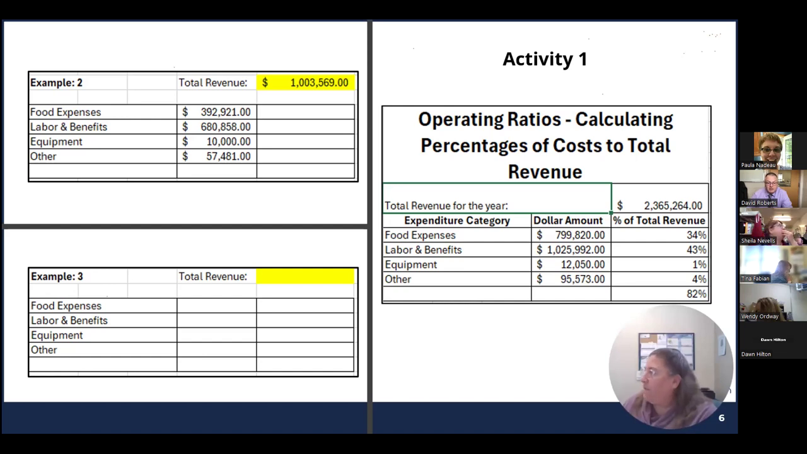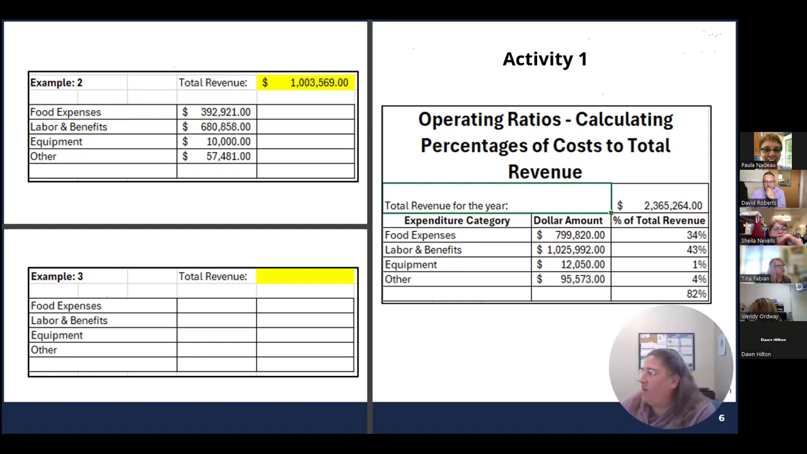My labor expenses were $634,964, and that's 40%. My equipment was $99,208.73, that's 6%, and my other was $90,474, rounded up to 6%. And then the total? 91.47. Wow. That's pretty sweet.